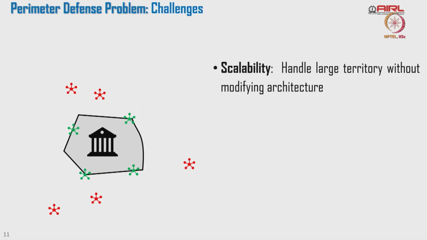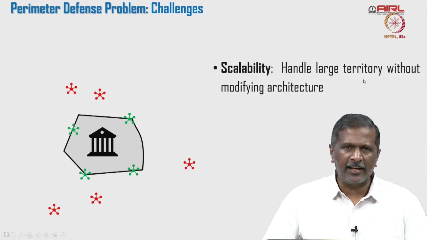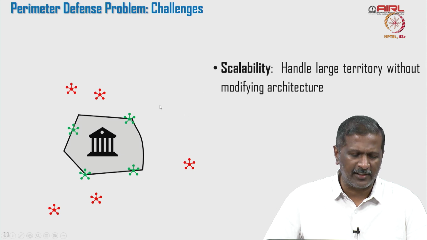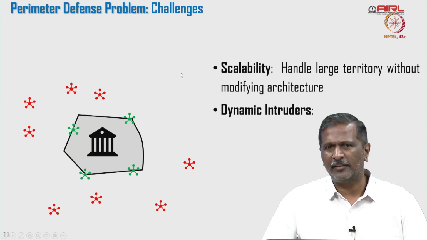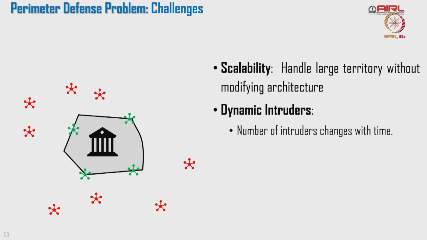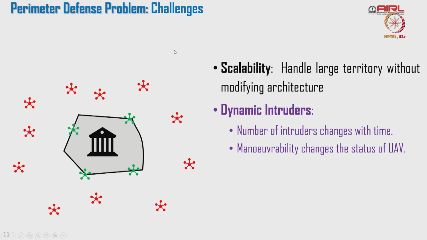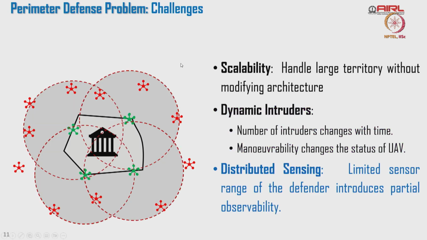Now, there are some challenges here. Scalability, right. Can I handle a large territory without modifying the architecture, right. The dynamics of the intruders: the number of intruders changes with respect to time, right. How many intruders there are is going to change with respect to time, because nobody knows how many are going to come in. And what is the strategy of approaching? The maneuverability state of the UAV is also going to be affected, right. I do not know how maneuverable they are. Are they just going to fly in a straight line? I have no idea, right.